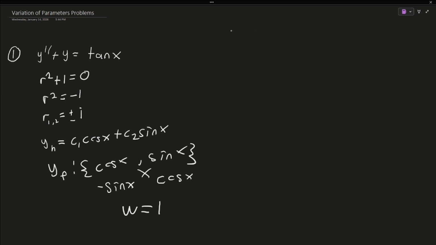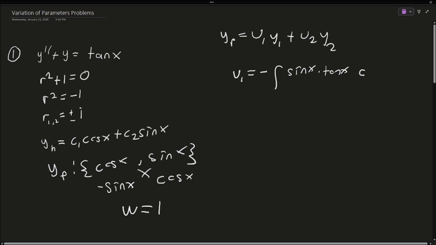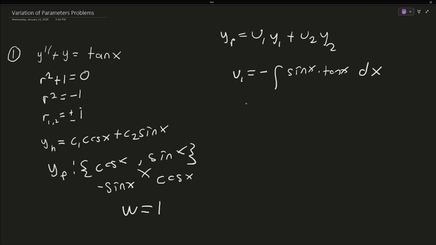Since we got our Wronskian, let's find y particular, which is u1 y1 plus u2 y2. We need u1 to solve that. So u1 is going to be the negative integral of y2, and y2 is sine x multiplied with the non-homogeneous part, tangent x, divided by the Wronskian. However, our Wronskian is 1, so I'm not going to divide by 1. So we would have this expression right here for u1.